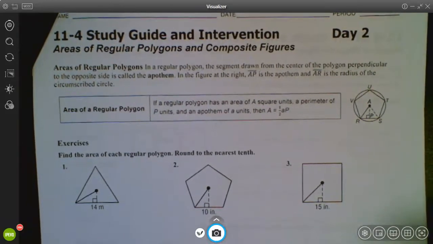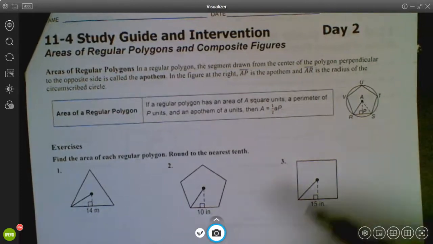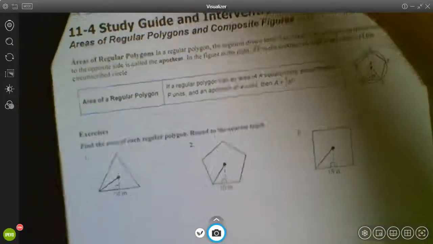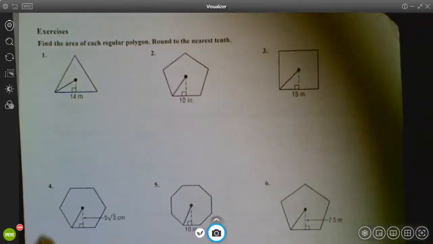Also wanted to just mention a couple things on the back side of this page, so stay with it all the way through because we are going to talk about something called composite figures as well. So let me start moving through this with you.